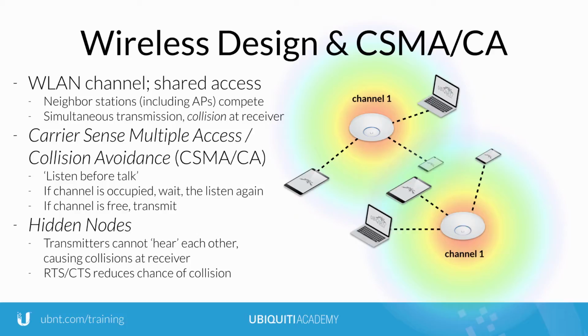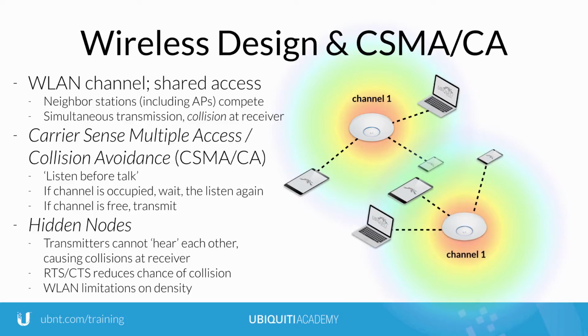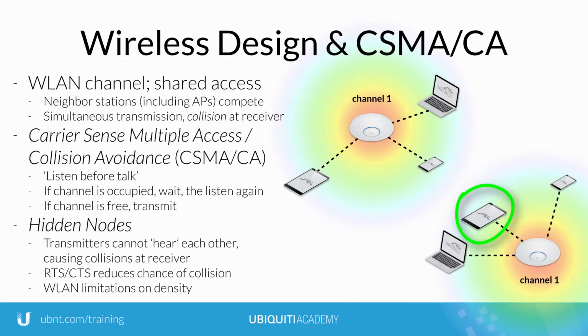And although mechanisms like request to send, clear to send, RTS-CTS for short, mitigate the effect of hidden nodes, CSMA-CA remains an imperfect access method, with upper limits on the density and volume of stations in a wireless coverage area.